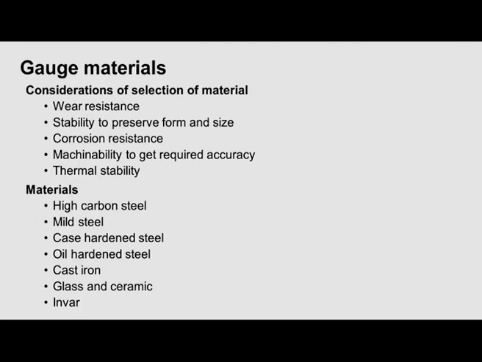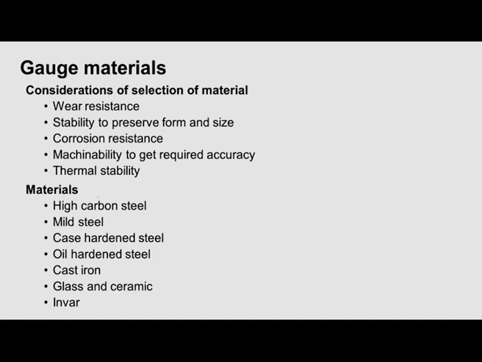Now what are the gauge materials used for manufacture of gauges? Different kinds of materials are used like high carbon steel, and sometimes mild steel is also used, case hardened steel, oil hardened steel, cast iron, and sometimes glass, ceramic and invar are also used.